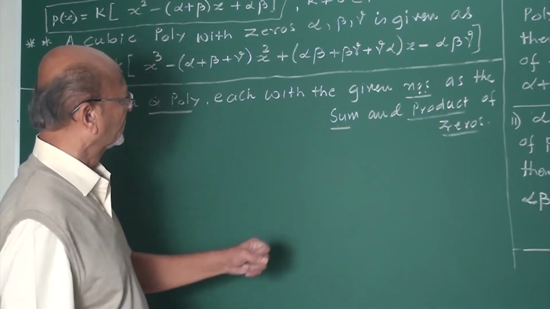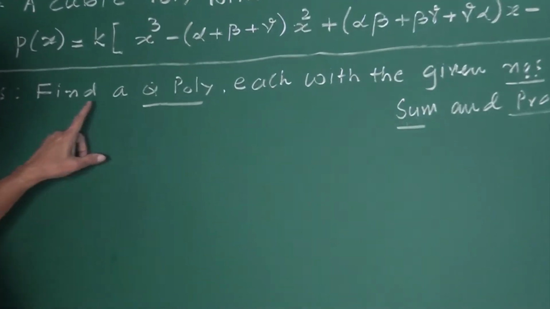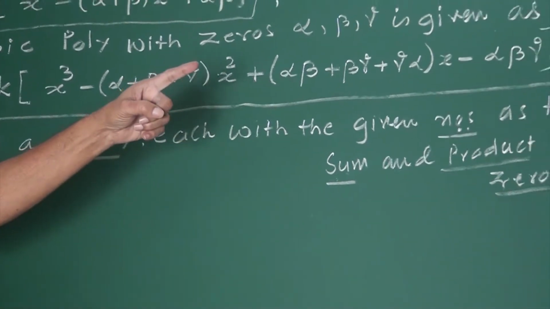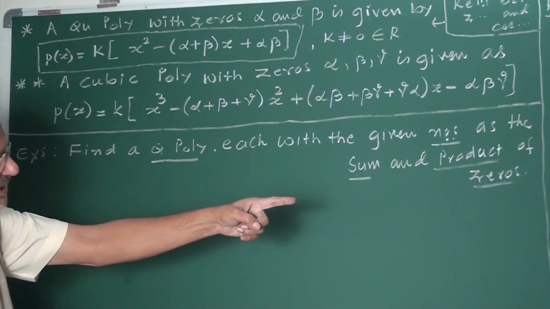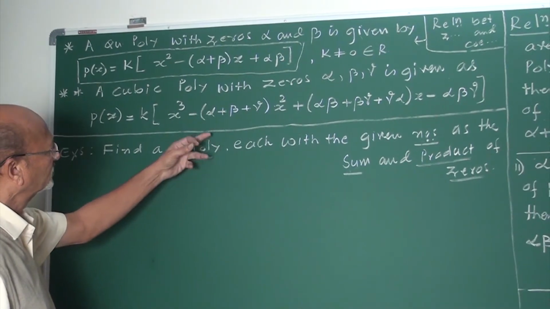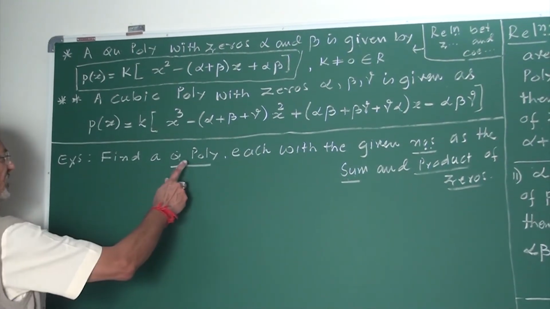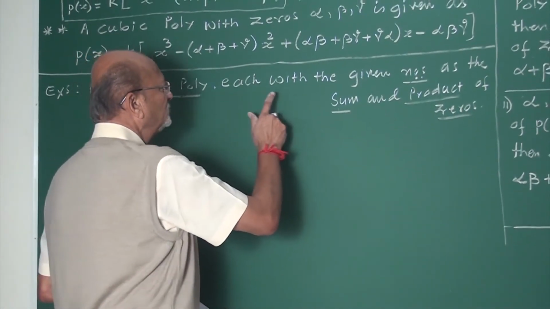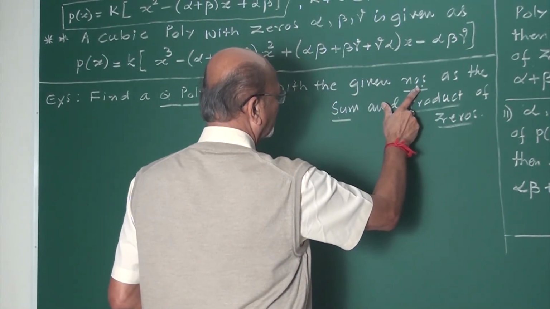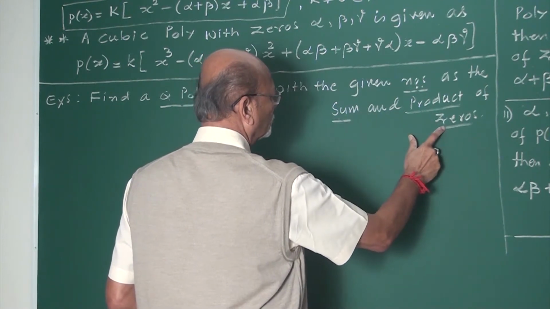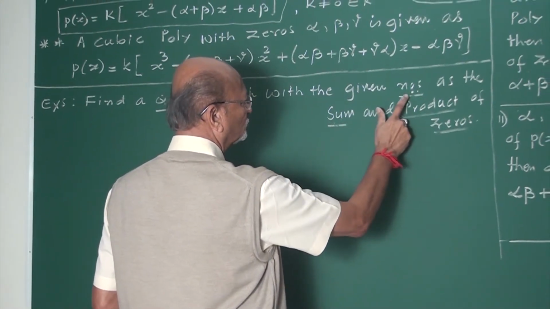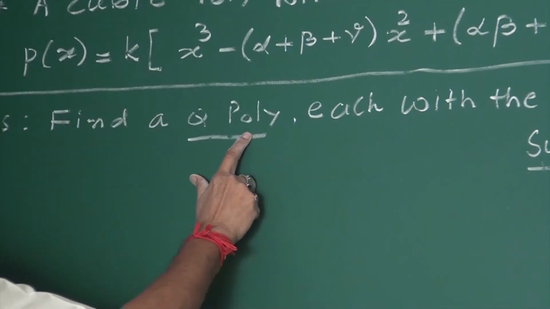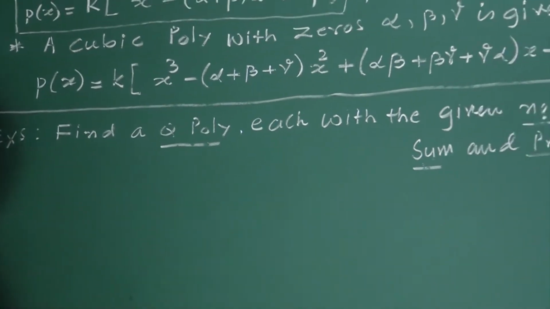I do the examples, my friends. This is the statement of those examples. Yes, my friends, I hope this result is clear. Those relations, I have just reminded what we have done in the previous video class. We have to do the examples based on this result. Yes, my friends. Find a quadratic polynomial. First, I do some examples related to quadratic. Each one has given numbers, which are given as the sum and product of zeros. Then what you have to do is find the quadratic polynomial. Yes, my friends. These are the examples we are going to do.